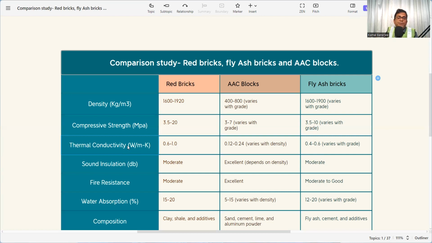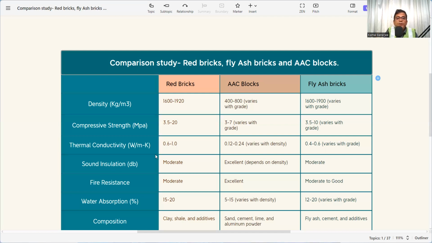AAC, as we already mentioned, if you need less weight on the structure, AAC block is the only option, because it has lower density, and it can also be used as thermal insulation, because within the block itself there is thermal insulation. It also prevents heat from the outside. So if thermal insulation is required, AAC blocks are always preferable, but for non-structural purposes.